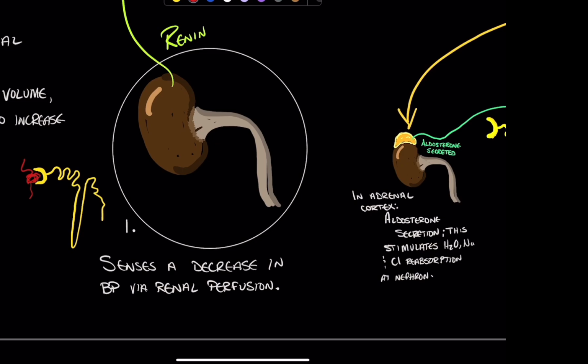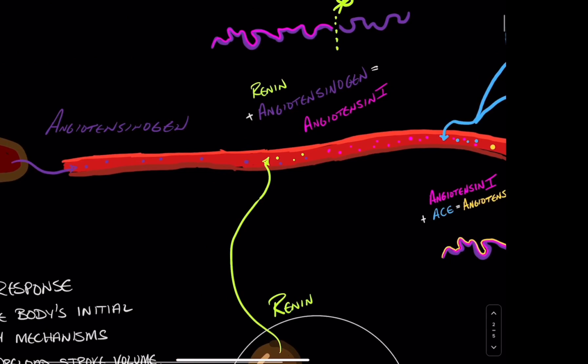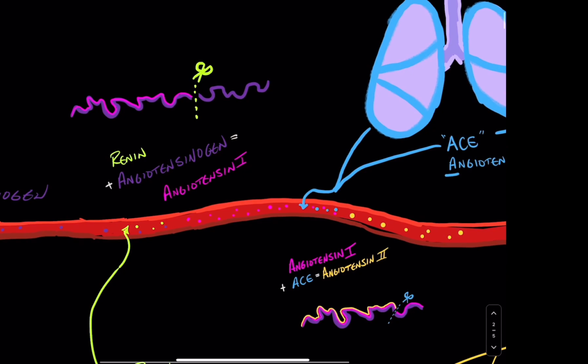The way the body works, and it has this pretty cool mechanism, is it'll actually sense the amount of perfusion or the amount of pressure in this little portion of the nephron right here. And if the renal system senses a decreased amount of perfusion at this site, it's going to start releasing an enzyme or a molecule called renin. What renin's going to do is find these angiotensinogen molecules in the circulation, the blood supply, and meet up with them.